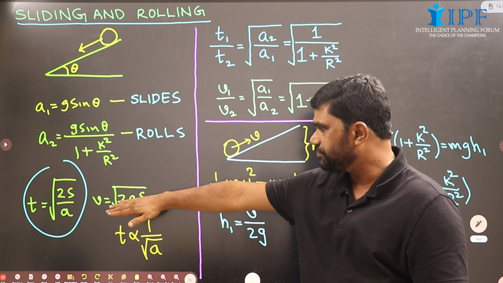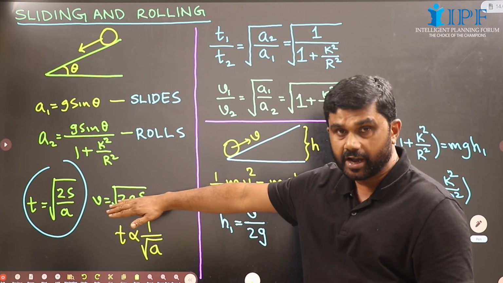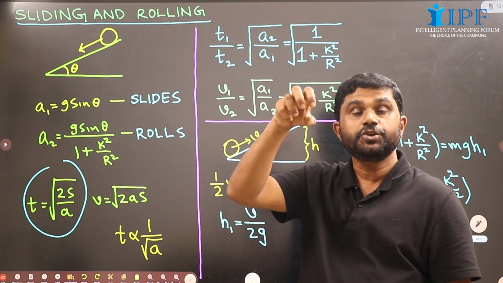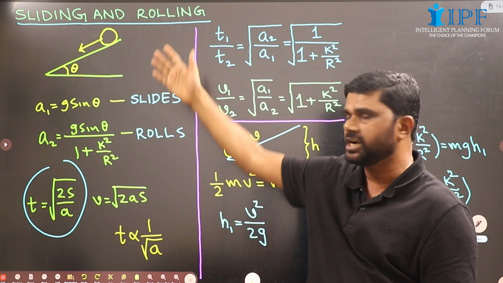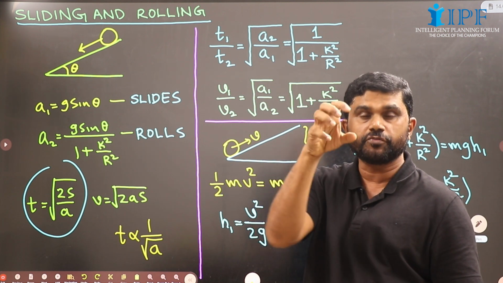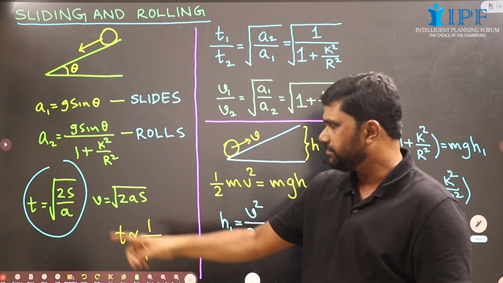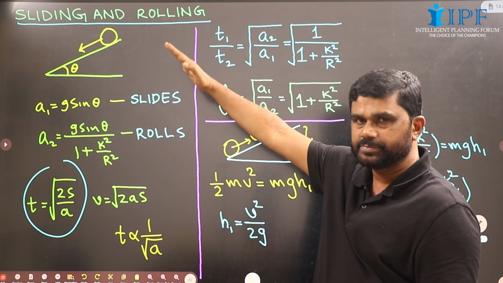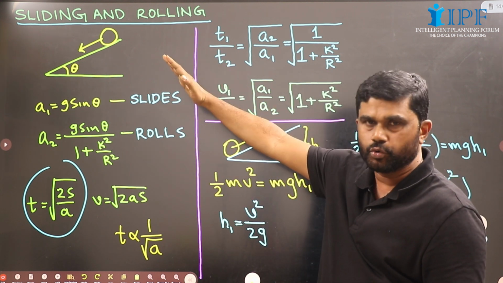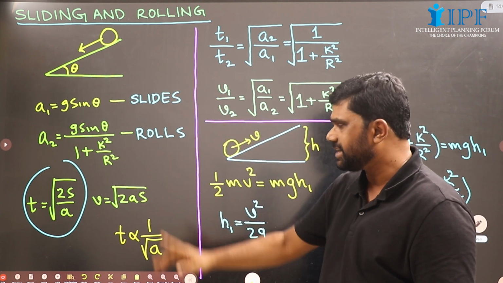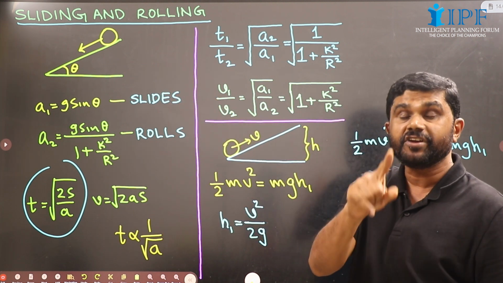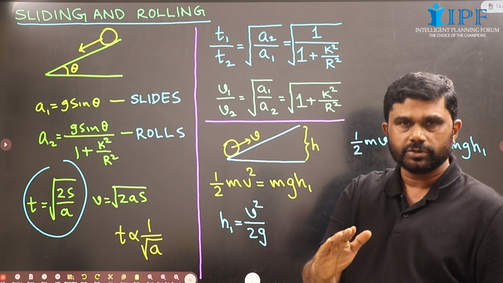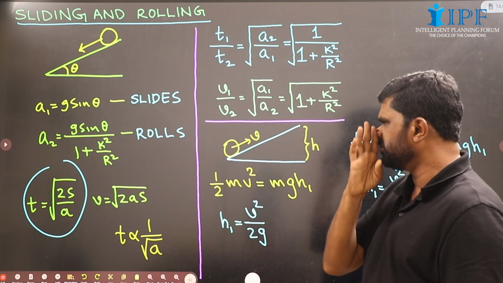See, this v equal to root of 2as we have got from v square equal to u square plus 2as, in which u is 0. Initially the body starts from rest, so u square is 0. So v square equal to 2as and v will be equal to root of 2as. In both the cases, when it slides or when it rolls, a and s are the same. So we can say v is directly proportional to root a. So v1 by v2 will be root of a1 by a2.